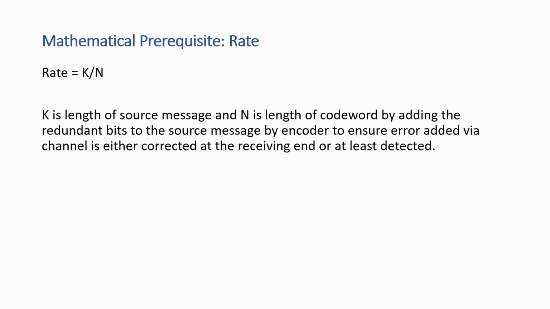K is the length of the source message and N is the length of the code word, obtained by adding redundant bits to the source message by the encoder to ensure that error added via the channel is either corrected at the receiving end or at least detected. So, taking the example of optical fiber, there are some impurities in the optical fiber. These impurities will sometimes add some error to the message. So, there is a need for redundant bits so that at the decoder, or the receiving end, the decoder understands that there is an error in the message. So it can either correct the message or at least detect that there is an error in the message.